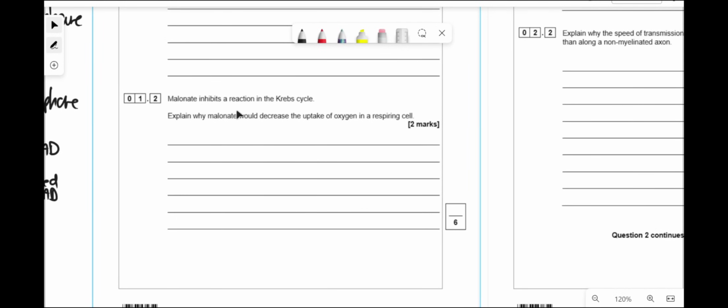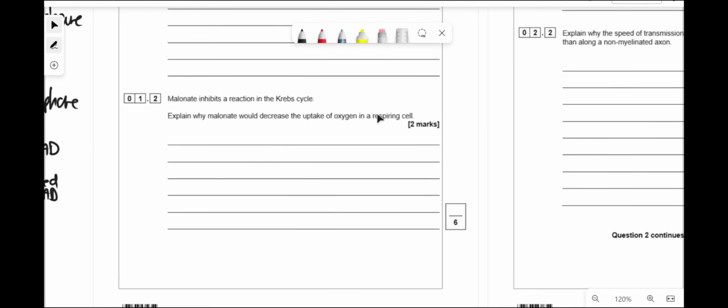So malonate inhibits a reaction in the Krebs cycle. Explain why malonate would decrease the uptake of oxygen in a respiring cell. So the whole point of the Krebs cycle is to generate as much reduced FAD and reduced NAD as possible. And then reduced NAD and FAD goes to oxidative phosphorylation. The electron is released as the reduced NAD and FAD get oxidized. The electron moves down an electron transport chain. You get the movement of protons across a concentration gradient, and you make ATP.